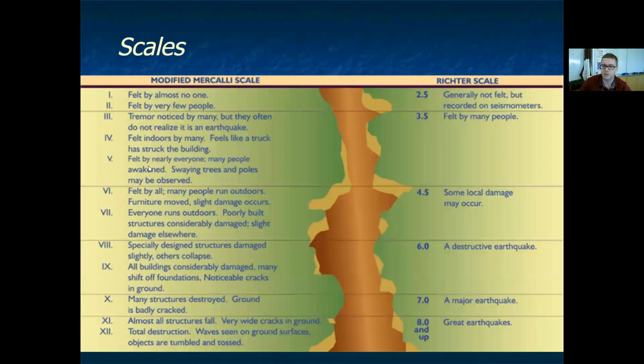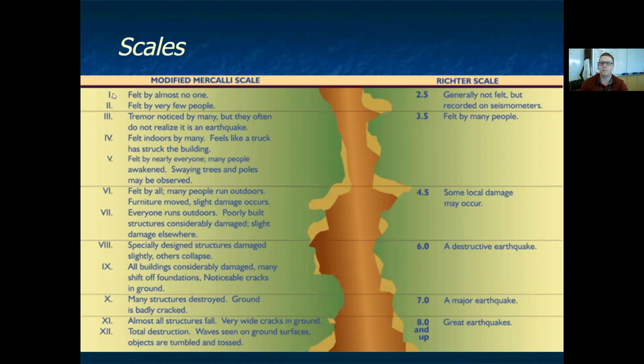The next slide compares and contrasts what this looks like, with the modified Mercalli on the left and Richter on the right. If you go all the way down to some of those much larger earthquakes, like our 9s, like a Chilean earthquake, 8.0 and above on the Richter scale falls under 11 and 12 on the modified Mercalli, with total destruction, waves seen on surfaces, objects tossed and tumbled, and huge cracks visible in the ground. So, a very neat little extra bit of qualitative evidence that they can use just to describe what happened during some earthquake event.